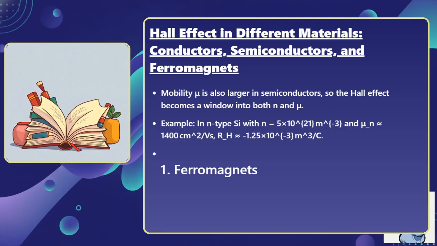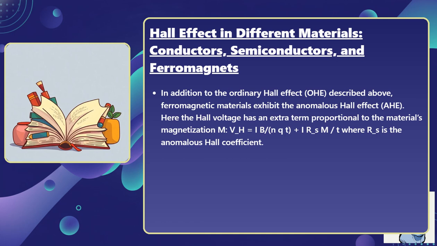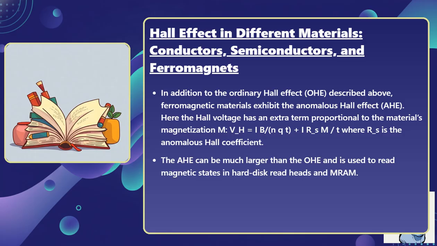3. Ferromagnets. In addition to the ordinary Hall effect, abbreviated OHE, described above, ferromagnetic materials exhibit the anomalous Hall effect, abbreviated AHE. Here, the Hall voltage has an extra term proportional to the material's magnetization M. V_H equals IB divided by NQT plus I R_S M divided by T, where R_S is the anomalous Hall coefficient. The anomalous Hall effect can be much larger than the ordinary Hall effect, and is used to read magnetic states in hard disk read heads and magnetic RAM.